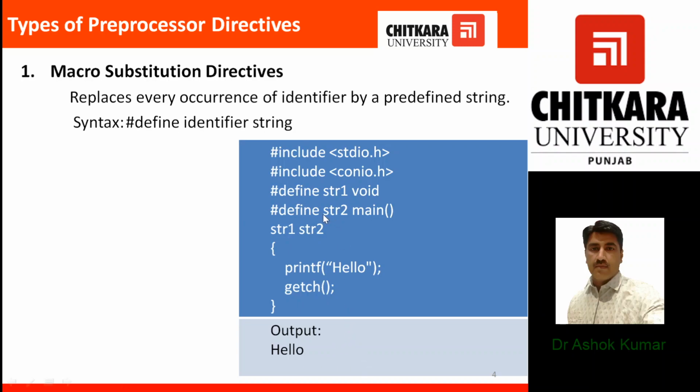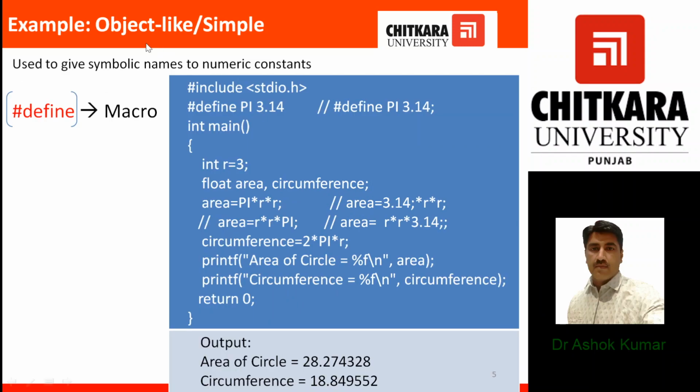So I repeat, when you define the macro, you have to write first #define, then the identifier, and then its definition. We'll discuss more examples about #define in the coming slides as well. So the next example is based on #define. Here we are going to discuss a program.